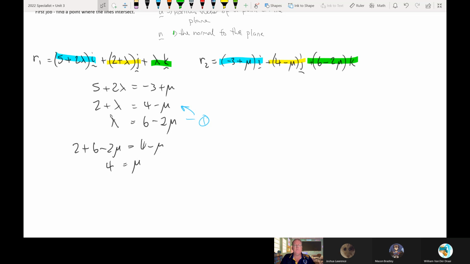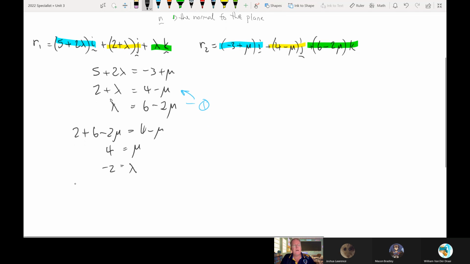I'm not going to go through how I got that. If I made a mistake, hopefully I didn't, but if I did, you can tell me later. Therefore, lambda is going to equal 6 minus 8, which is -2. So those are my values, and I can check that by substituting them into each equation and see if it works. So 5 minus 4 is 1, and -3 plus 4 is 1. Okay, so it works in the first equation as well.